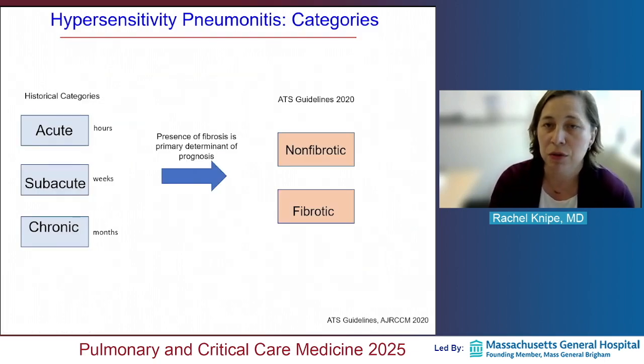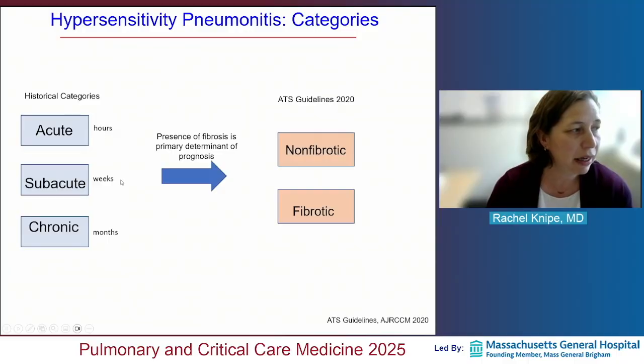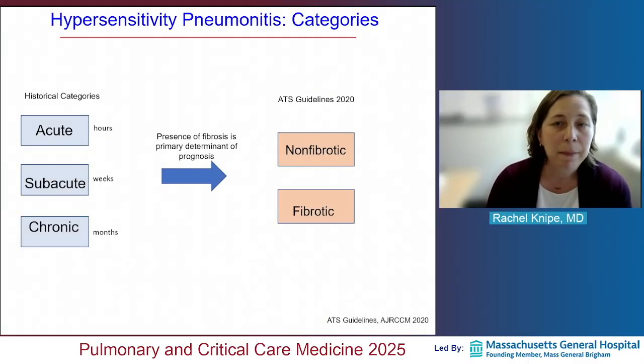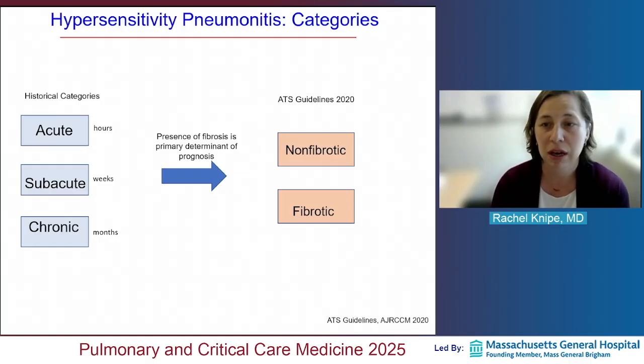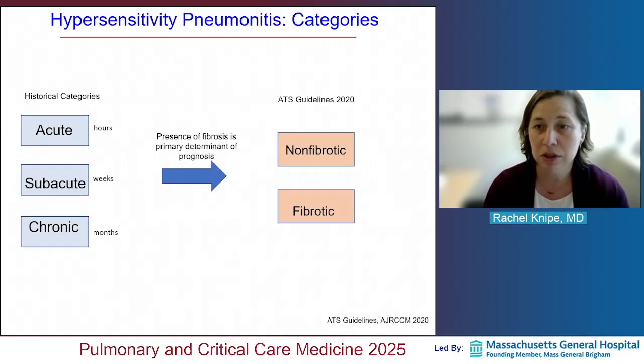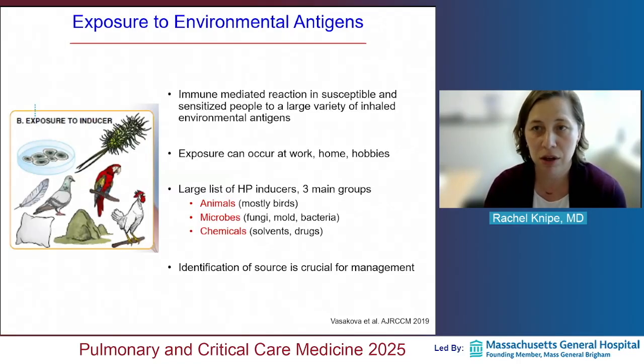Historically, HP was divided into 3 categories: acute, subacute, and chronic, and this reflected the duration of time from antigen exposure to the development of disease. But this was very difficult to determine in many cases, how long someone had been exposed to the disease before they developed symptoms. So these lines were very blurry. It became clear over the years that really the primary determinant of prognosis was the presence or absence of fibrosis. And so therefore, there's been a recent push, including in the ATS guidelines, in the Blue Journal in 2020, to divide HP really into 2 categories: non-fibrotic and fibrotic. And so these are the categories I'm going to sort of talk about throughout the rest of the talk.